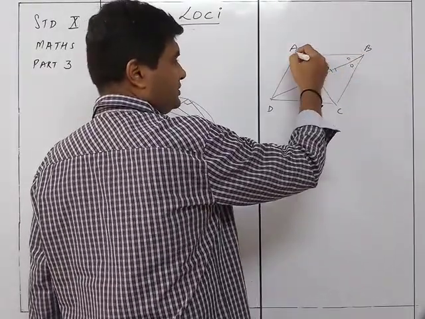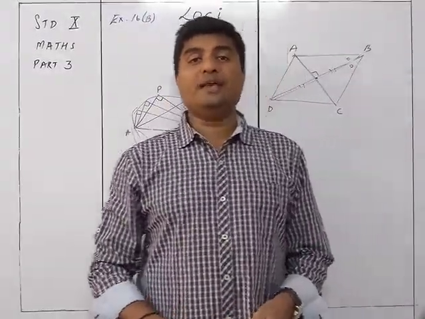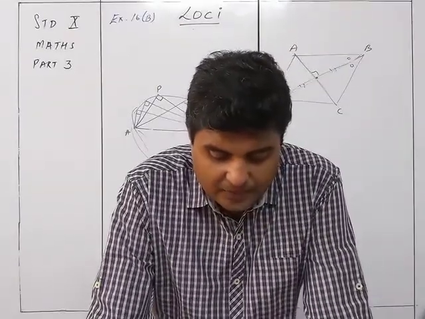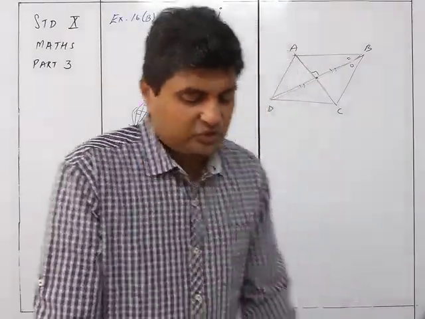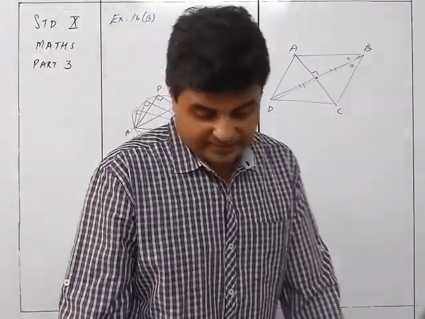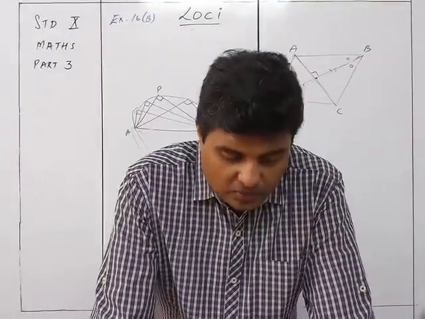Accordingly, what is the locus? The locus is the diagonals of the rhombus. So we get the diagonal BD as the first one. The first answer will be diagonal BD, and the second answer will be diagonal AC. So these will be the locus for question number 13.